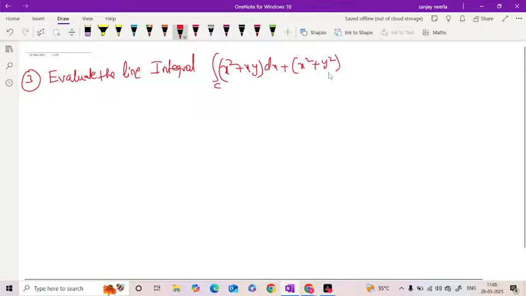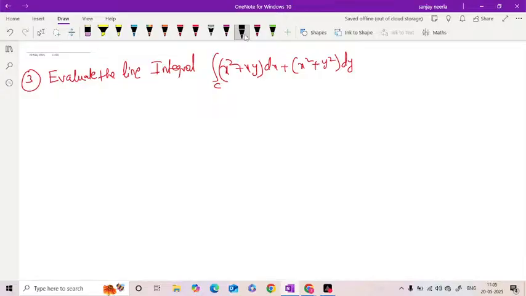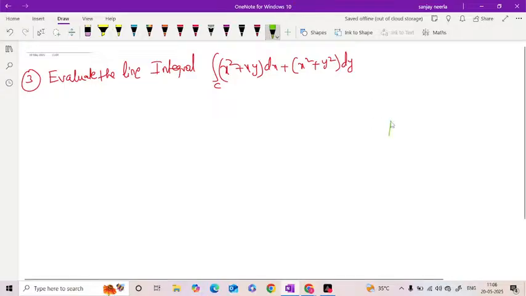plus y square into dy. Okay, now this is our line integral. Now here I am asking a question, what is our vector point function? In the previous two problems they gave the vector point function separately and the position vector separately, but here the integration is directly given in terms of x, y. Now the question is, what is the corresponding vector point function? Can anybody guess what F is here?